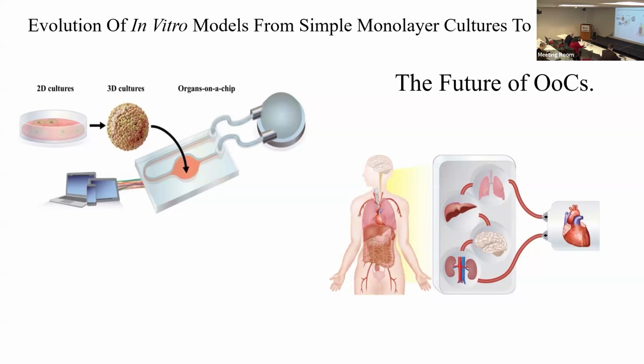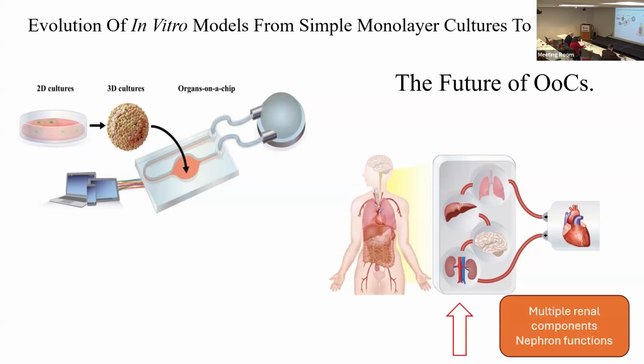Right now, one of the biggest issues we have in chip technology is the kidney, because it's got a bunch of different tissues and they have different functions. And so we have to be concerned about the multiple renal components. It's not like the liver, where primarily it's one tissue that we're looking at. It's got multiple tissues, and the nephrons have a bunch of different functions. And how are we going to replicate those?